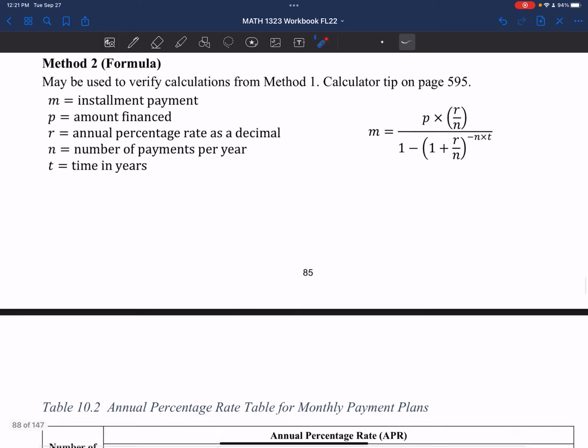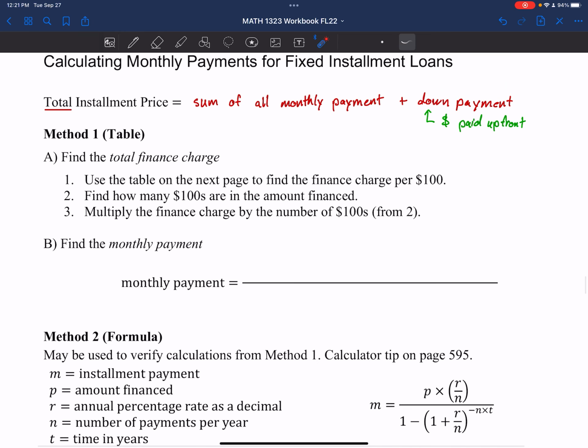Let's slide back up. It has the steps already outlined here and a little formula we're going to need. So to find the total finance charge, we're going to use that table that we just talked about. Once you have the finance charge rate, you're going to find out how many hundreds are in the amount financed, and then you'll multiply those to get the total finance charge. Then you'll also have to compute the monthly payment, and you basically spread out that finance charge over the number of payments. So the monthly payment formula is as follows.